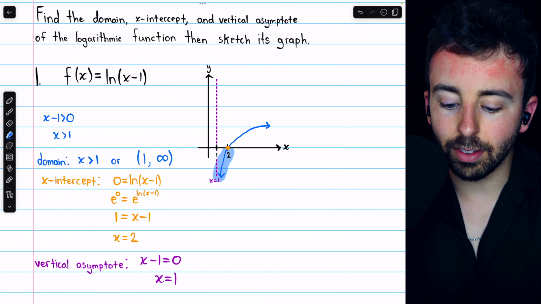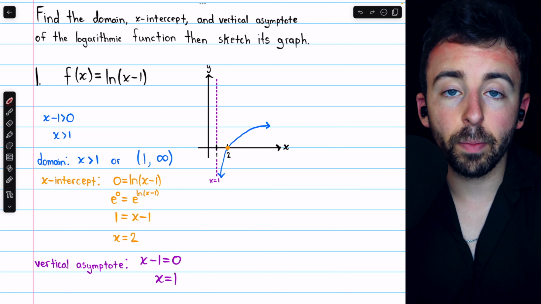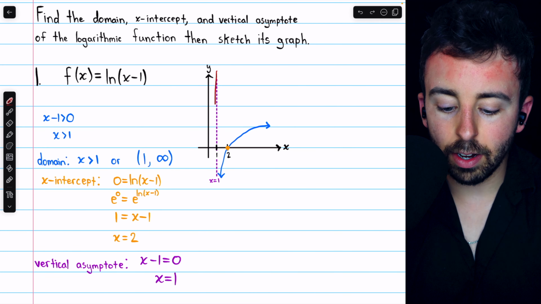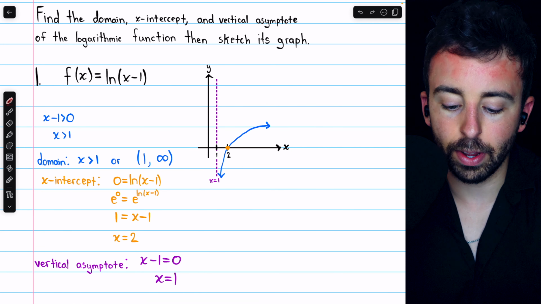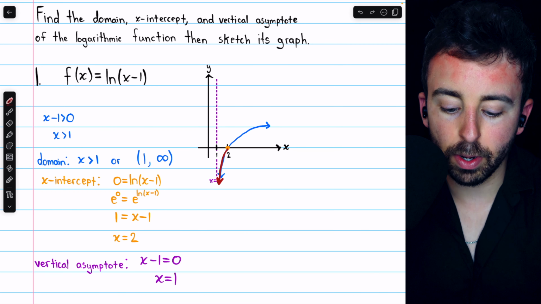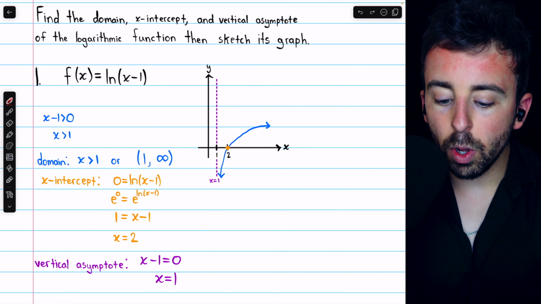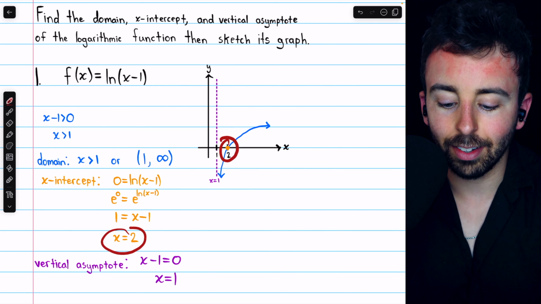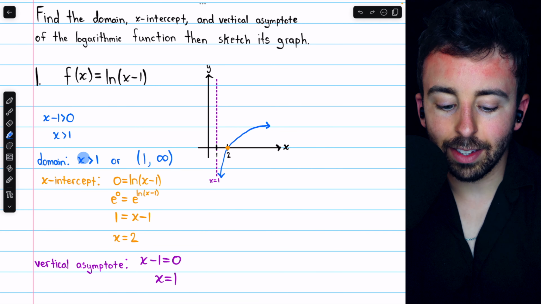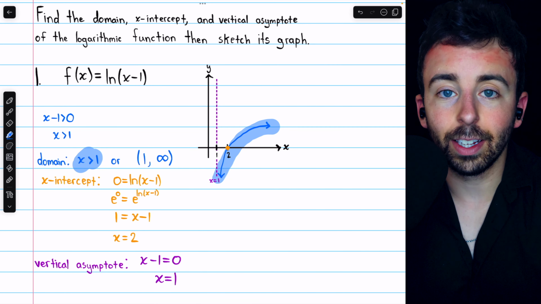You have to know that this is the general shape of the log function, but the other stuff comes from the work we did. We have this dotted vertical line at x equals 1 because we know that's where the vertical asymptote is. This function is going to get arbitrarily close to that vertical line, but it's never going to pass it. We also know that it intersects the x-axis at x equals 2. And of course, the domain is x greater than 1, so everywhere past x equals 1, the function is defined.